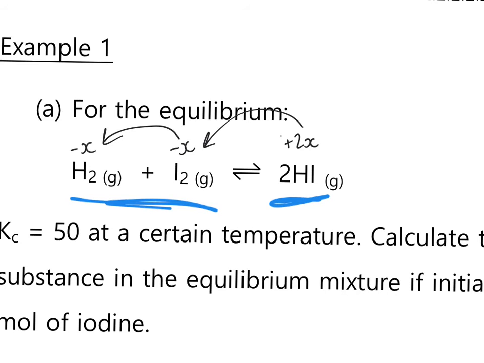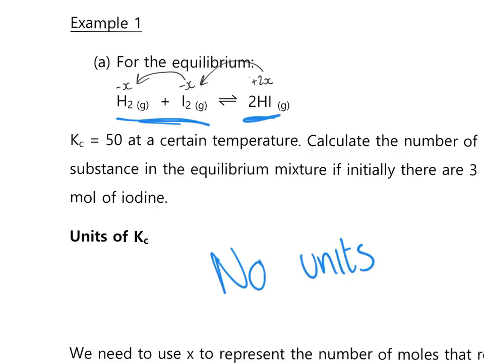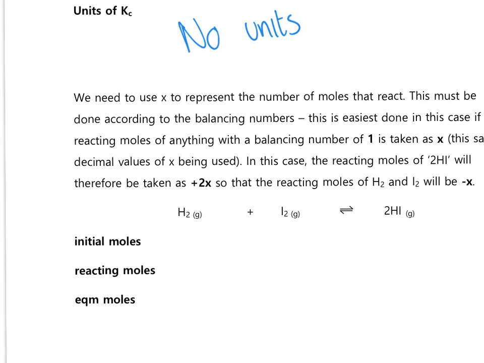So really what you want to do is look at your equation, and for something with a balancing number of 1, make that x, plus or minus x depending whether it's a reactant or product. Rather than giving something a balancing number of 3x, because then you're going to end up with a third x, and we just don't like that at all. So pick something that has a balancing number of 1 and make it x.